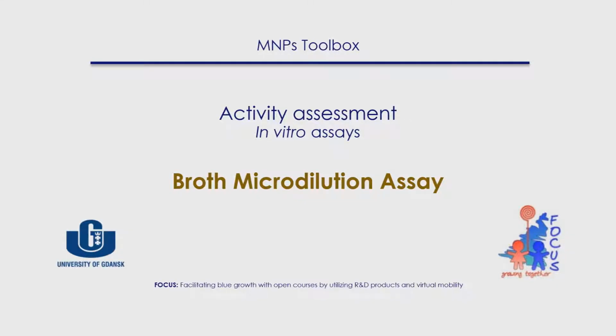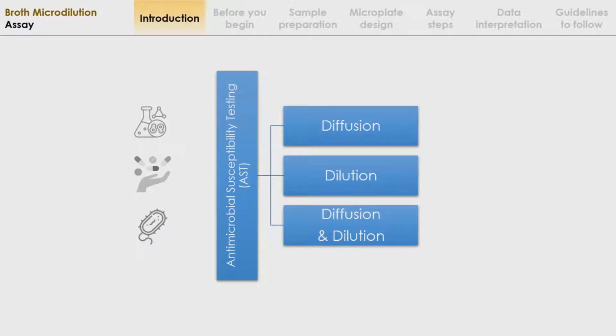Welcome, this is a tutorial video on how to perform Broth Microdilution Assay. There are many methods to detect and evaluate the activity of antimicrobial agents. All of the in vitro assays involve either diffusion of antimicrobial agent in agar or its dilution in agar or broth, or the combination of both diffusion and dilution.